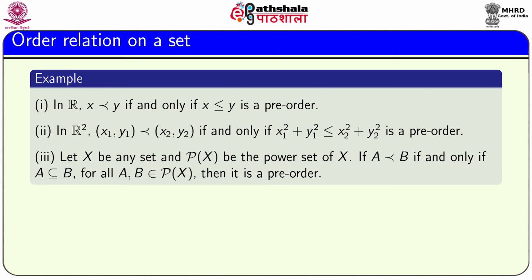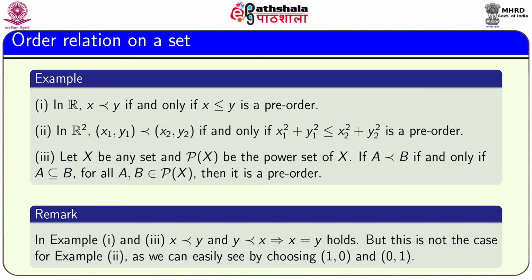Consider another example, where we take a set X and consider its power set P(X). Define a relation that A is related to B if and only if A is a subset of B. Then it is once again a pre-order.